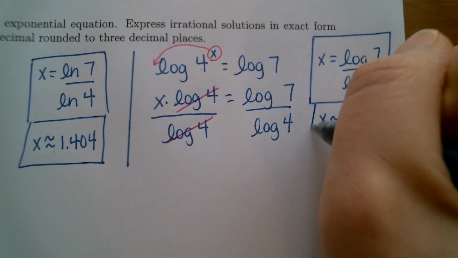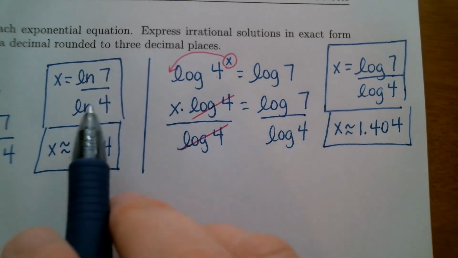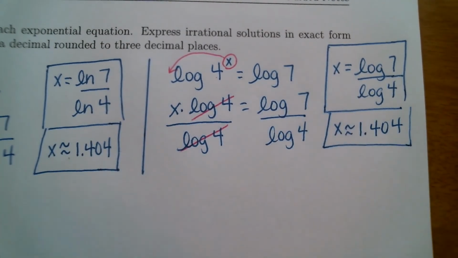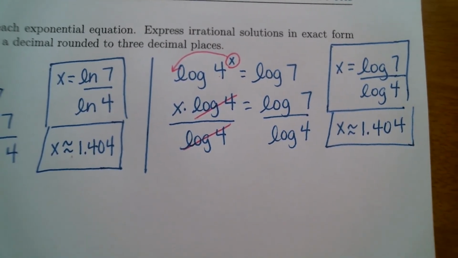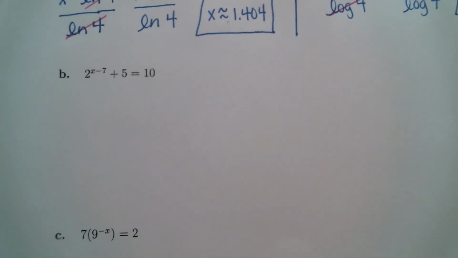1.404. So again, when you do these, if you get a crazy looking answer, you've got to put the exact answer, which is this, no decimals, and then a decimal approximation. All right, so that is part A. Okay, let's take a look at part B.